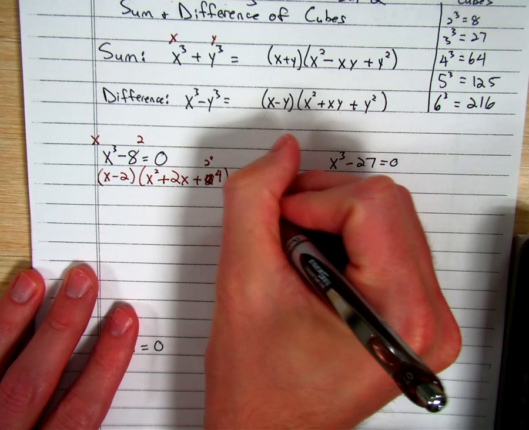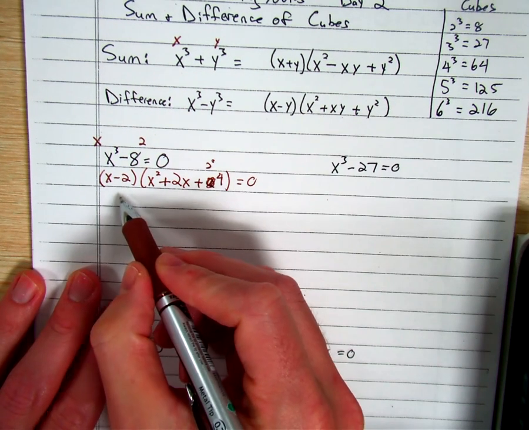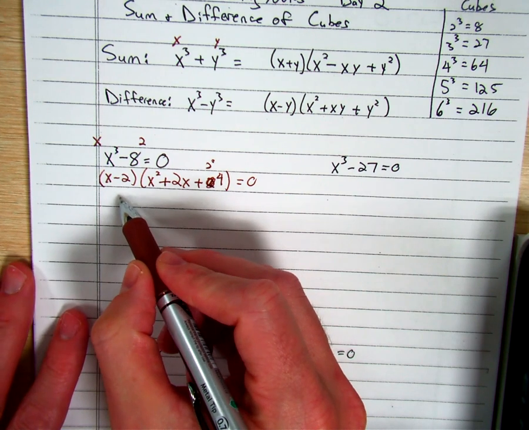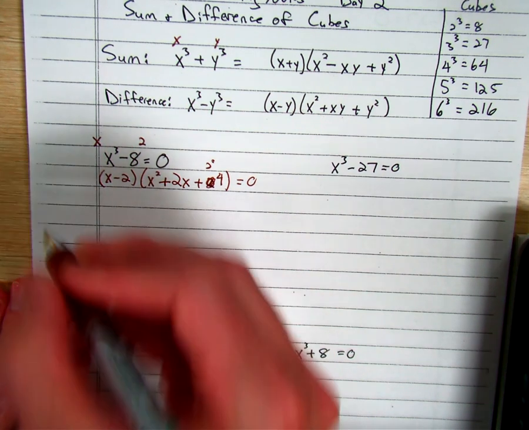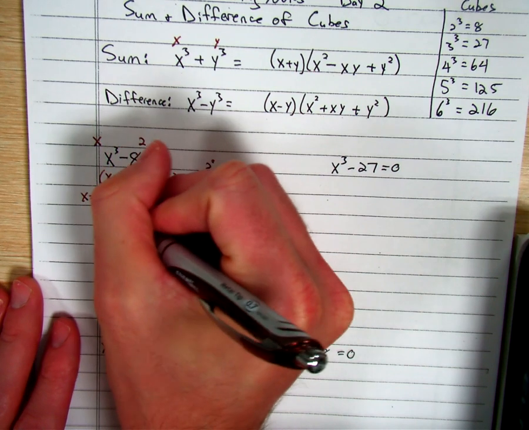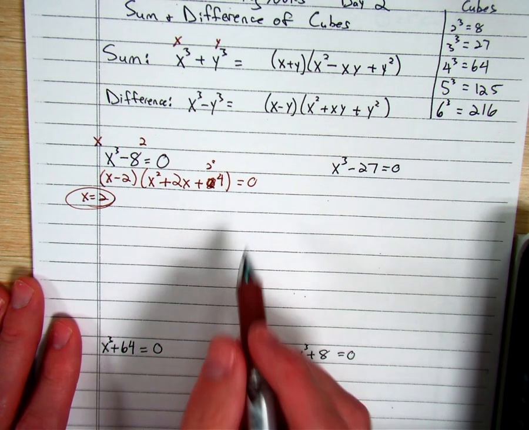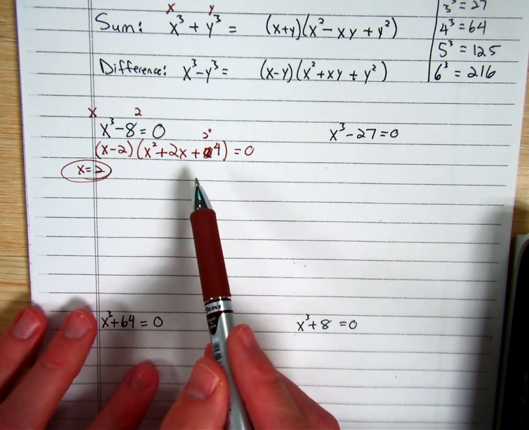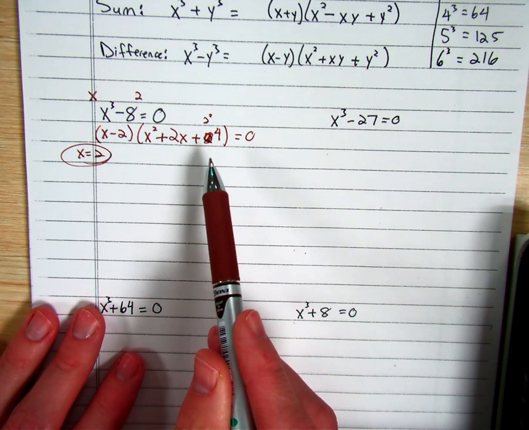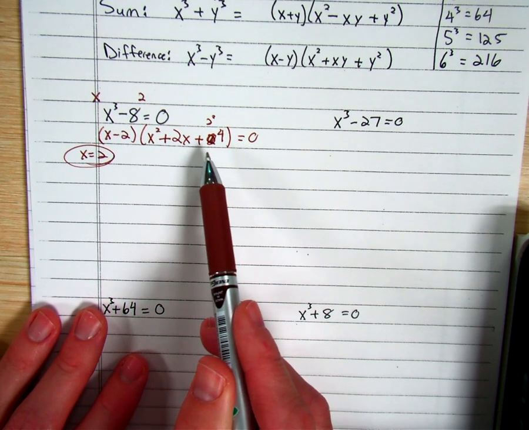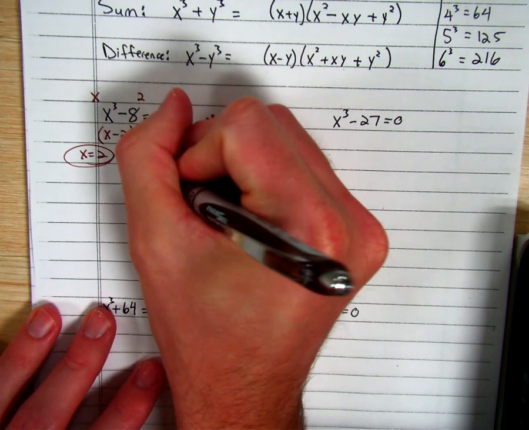Now, good news, this spot should always be a nice answer. What makes x minus 2 equal 0? If x was positive 2. Circle it, box it, whatever you got to do to show that it's an answer, and remember to put it on the answer line. Bad news, this last spot never works out nice. Always going to have to use the quadratic formula.